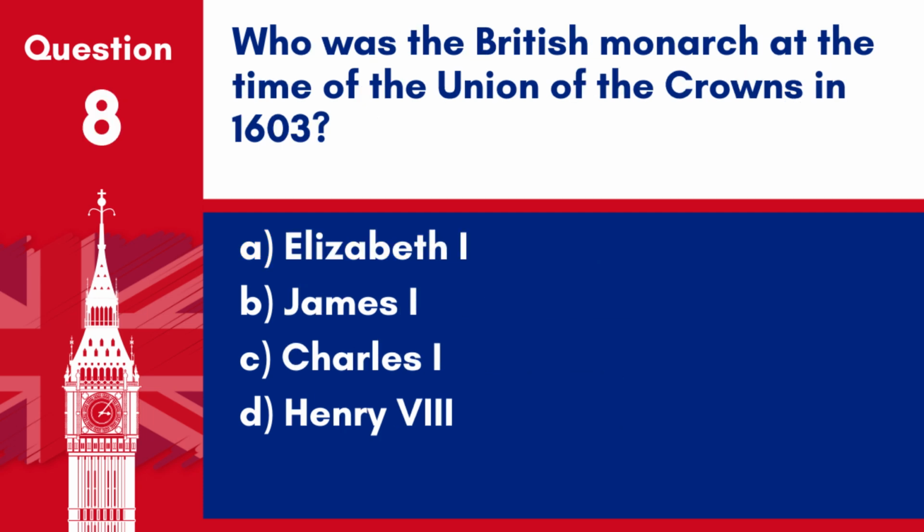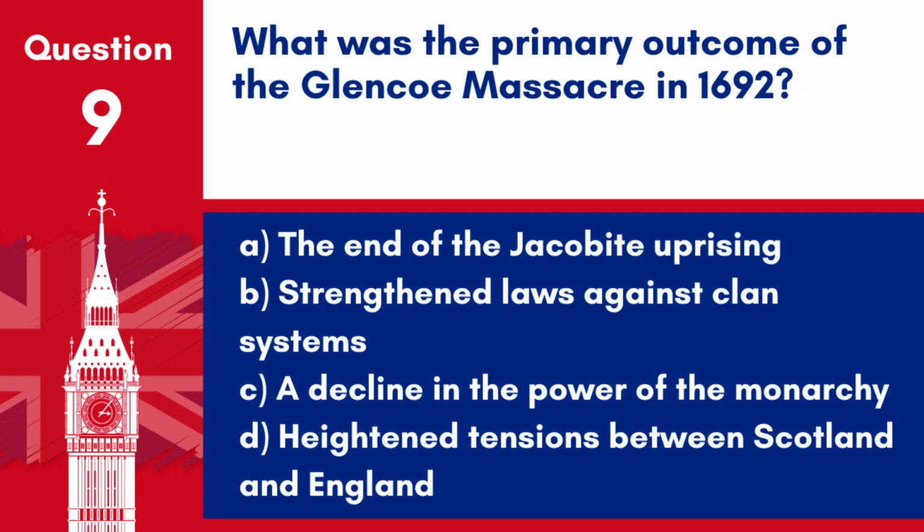Question 8. Who was the British monarch at the time of the Union of the Crowns in 1603? A. Elizabeth I. B. James I. C. Charles I. D. Henry VIII. Answer. B. James I. James I became the monarch of Scotland, England, and Ireland following the Union of the Crowns in 1603. Question 9. What was the primary outcome of the Glencoe massacre in 1692?